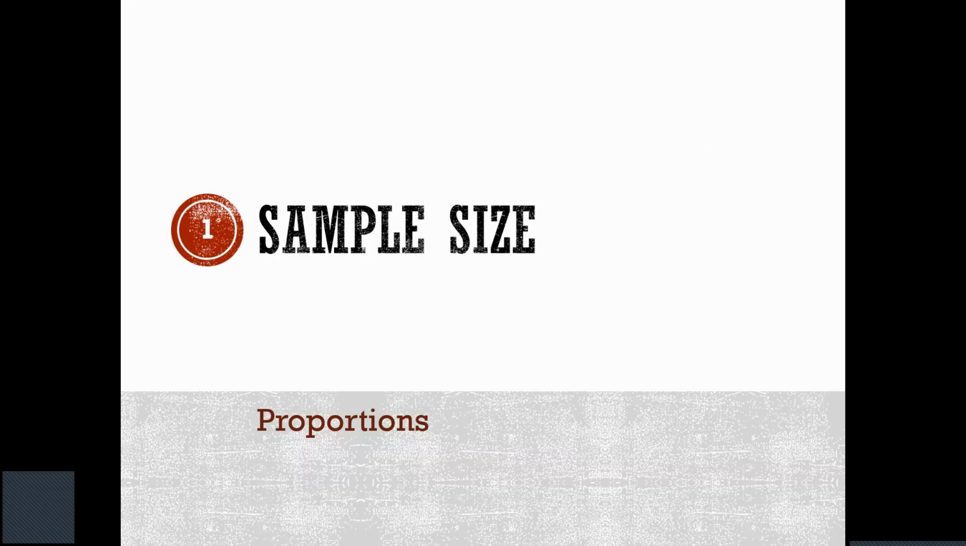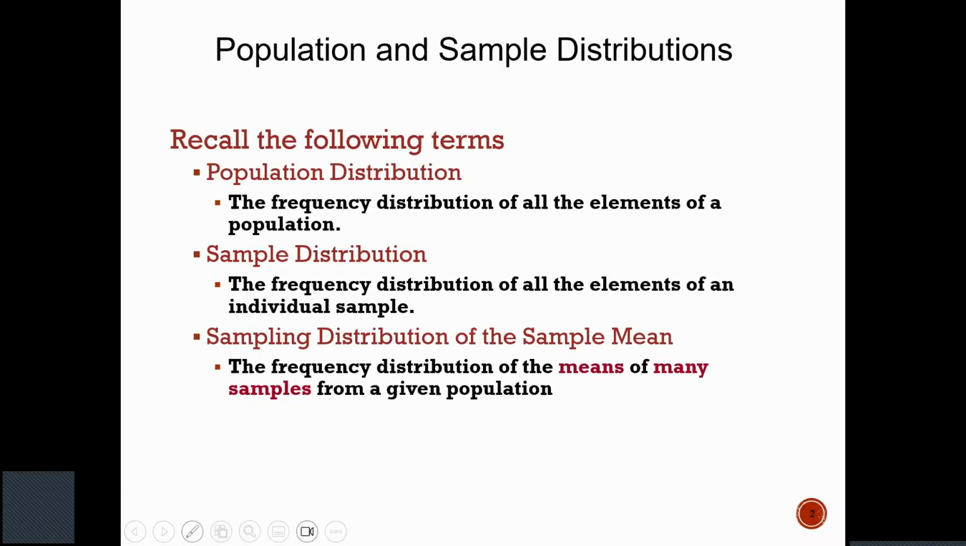In this unit, we're going to look at calculating sample size for problems involving proportions. So recall the following terms that we've talked about: population distribution, which is the frequency distribution of all the elements of a population; a sample distribution, the frequency distribution of all the elements in an individual sample; and the sampling distribution of the sample mean, which is the frequency distribution of the means of many samples from a given population.